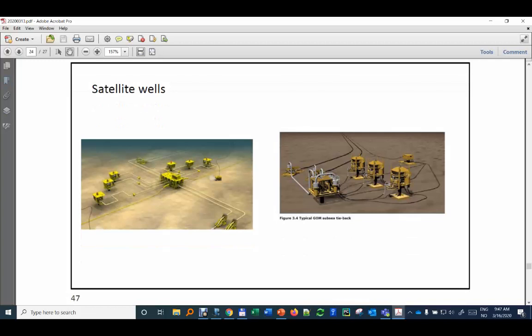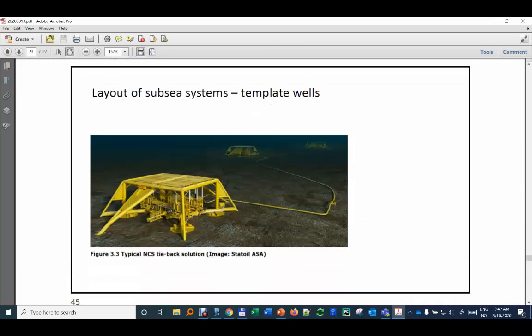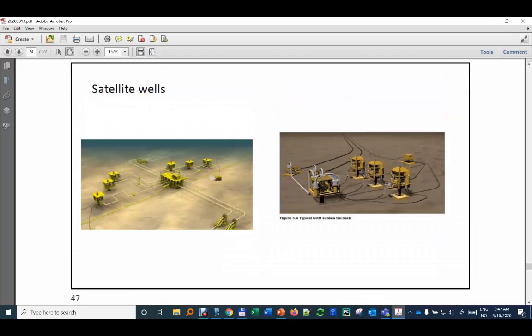Then the other approach is to use satellite wells, in which the wells are standalone. They are not part of a template. And then you have one central commingling unit, a manifold template, where you commingle production of all of these. In the previous case, in template wells, you have just one pipe coming out of the template, and you have the manifold someplace in this template. While here, the manifold template, whatever is merging the production of all these wells, is on a different unit.